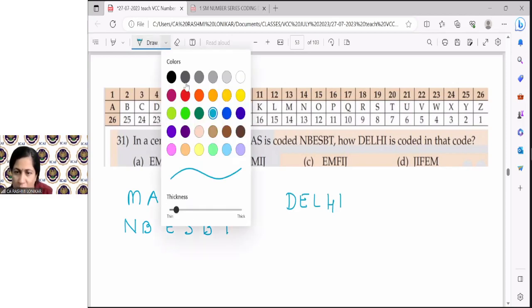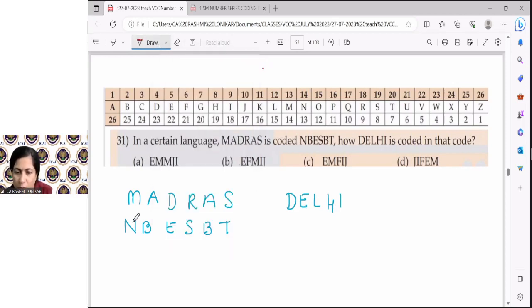Now what I do is, I see M is coded as N. A is coded as B. D is coded as E. R is coded as S. A is again B. S is coded as T. So what that means is, what is the code? Next alphabet. It is that you are going to choose the next alphabet.